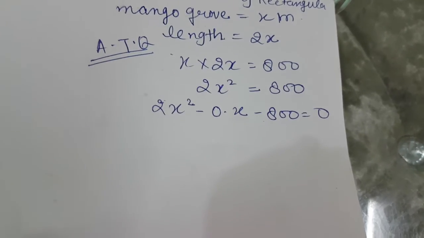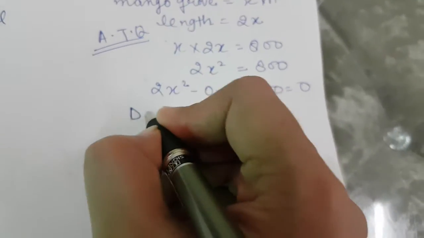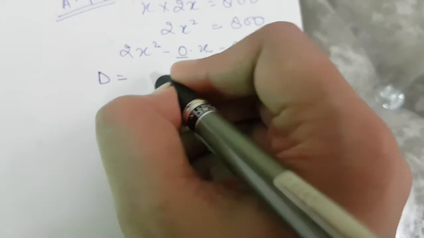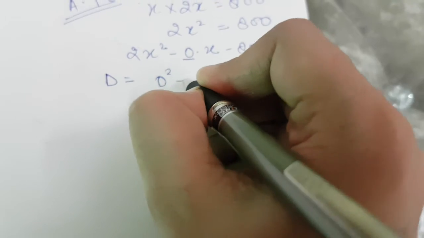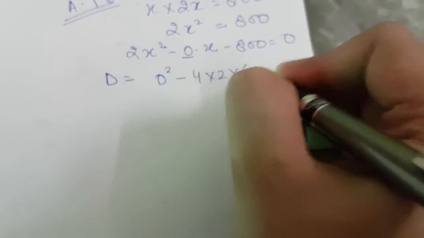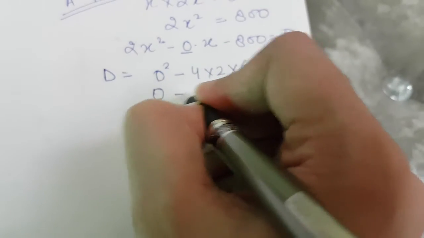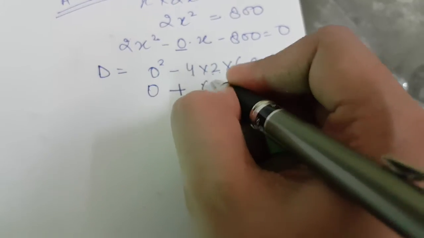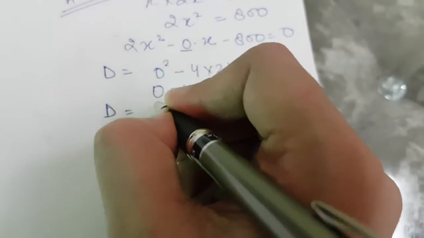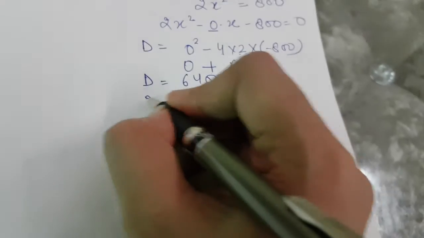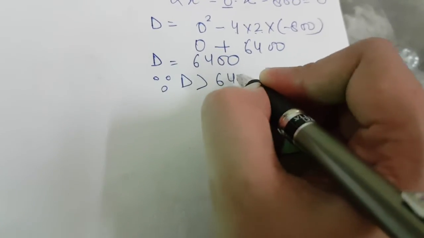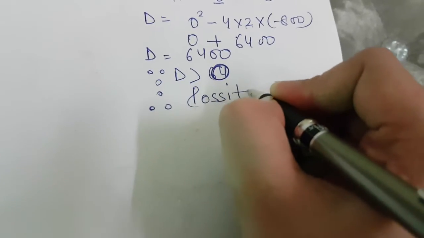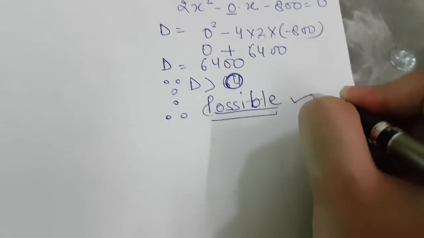Now they are asking is it possible or not. So it means they are asking the value of D. The D value will be b square minus 4ac. So b square means 0 square, minus 4 into 2 into minus 800. It means 0 plus 4 into 2, 8 into 8, 6400. So the D value is coming 6400. Since the D value is greater than 0, therefore possible. Roots exist, so it means it is possible.